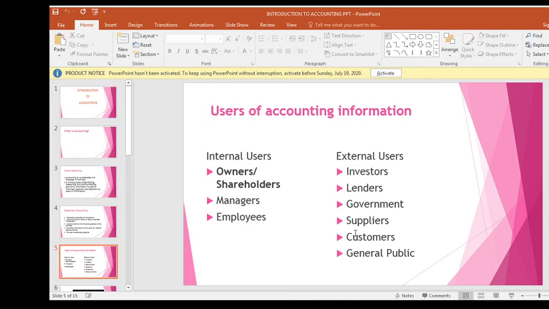We also have the government, and the government will be interested in the business for tax purposes. Any business is supposed to pay tax to the government, and it is through the accounting information that the government will be able to know the amount of tax to expect from a particular business organization.